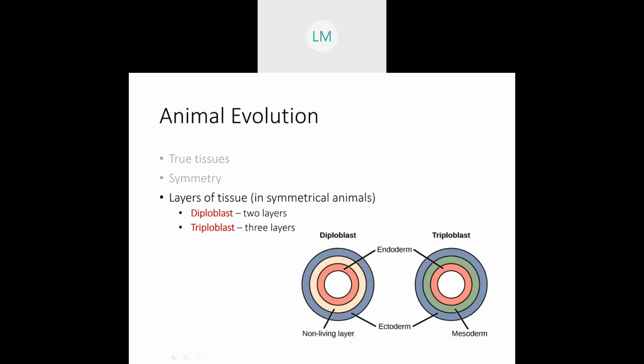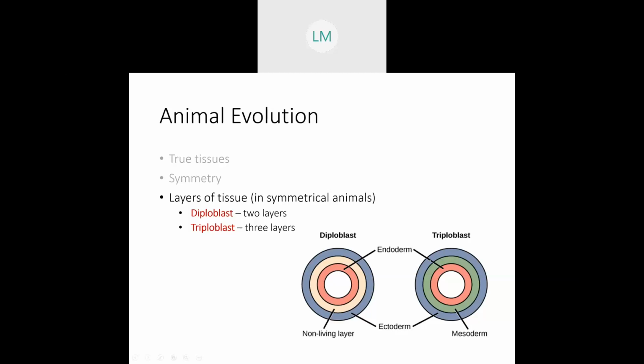So we have the ectoderm. This is seen in our diploblasts and triploblasts. That's the one that's on the outside there. So this is what would give rise to the central nervous system eventually. And then we also have endoderm. That's one we see in both diploblasts and triploblasts. The endoderm is going to give rise to things like the digestive system and the liver and the lungs.